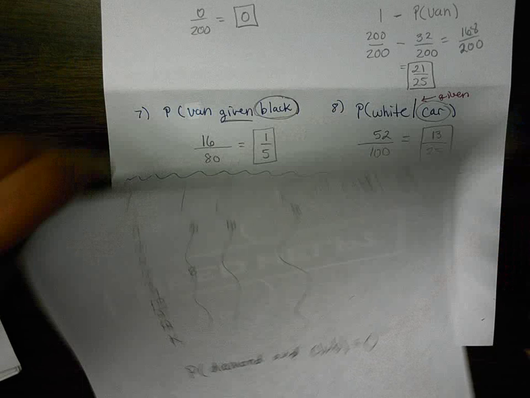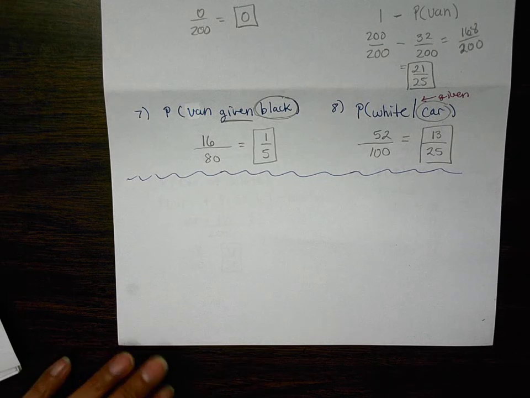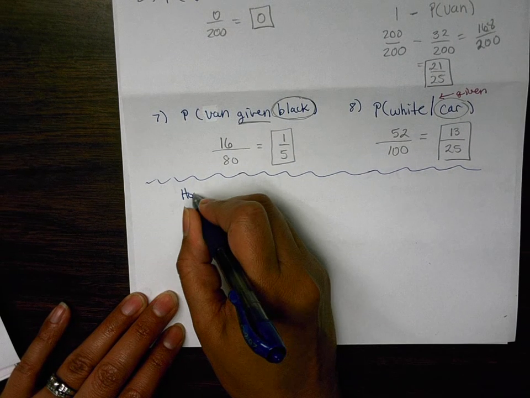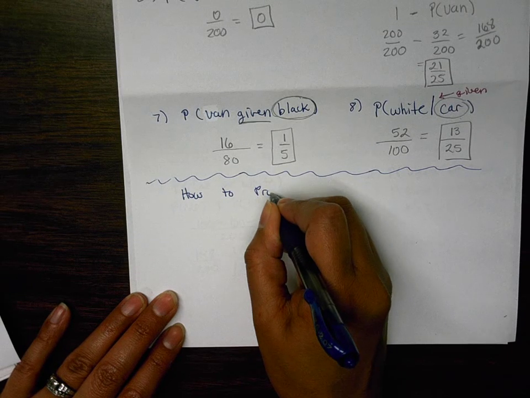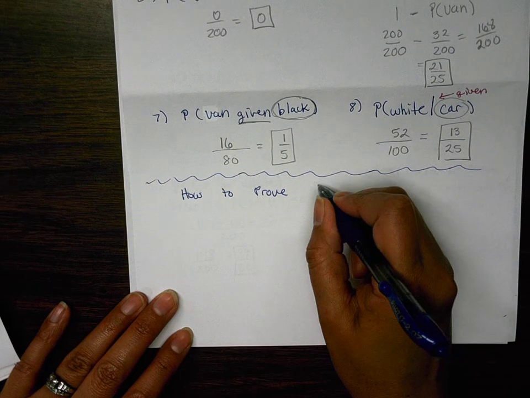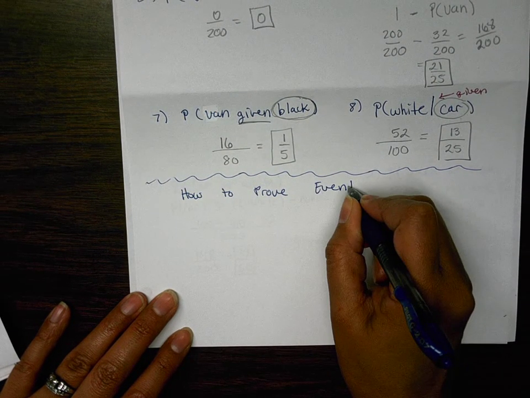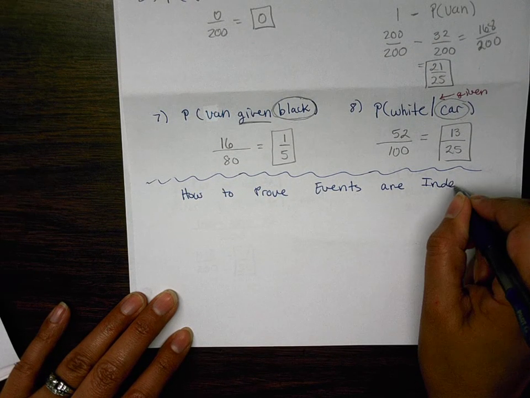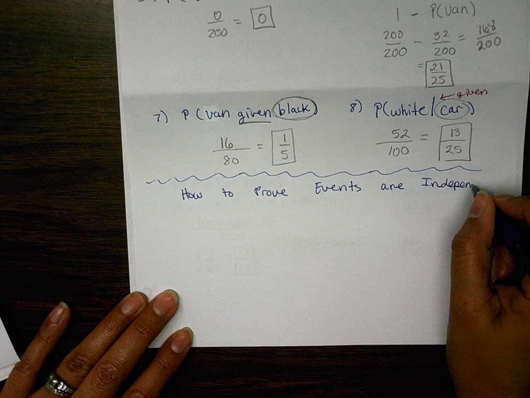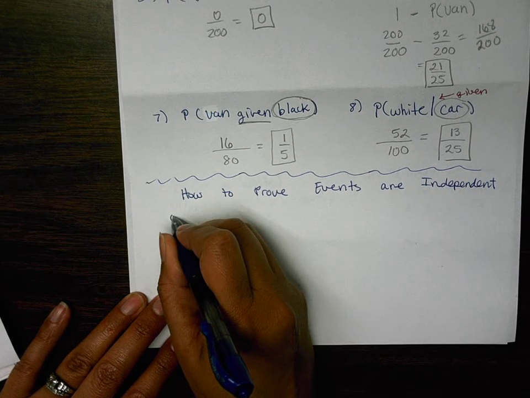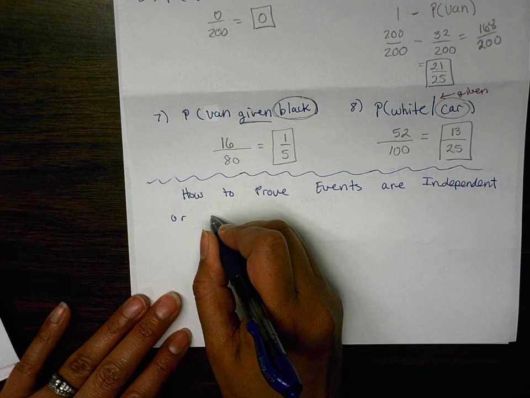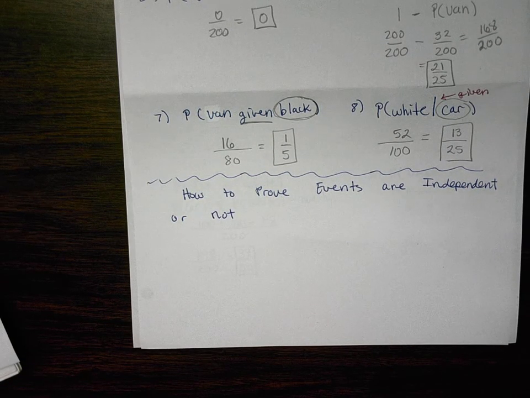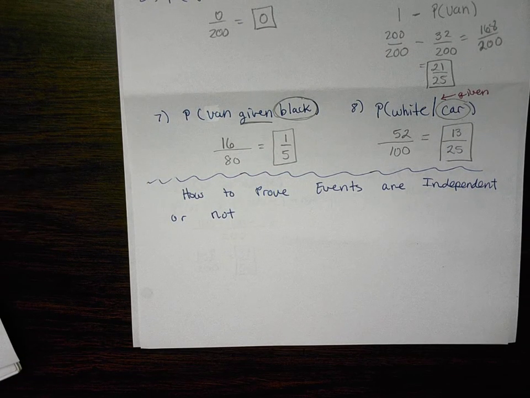I'm going to give you the formula right now. I'm almost done. How to prove events are independent or not. What does it mean if they're not? They're dependent. So I'm going to give you the formula, and we're going to get started. Is everybody ready?